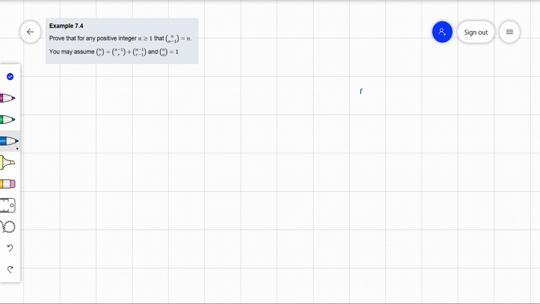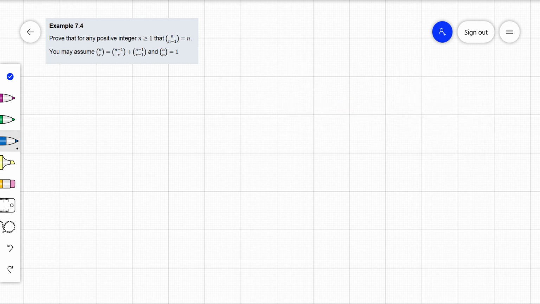So remember that if we take from the n minus 1th row, if we add n minus 1, choose r minus 1, that term, to n minus 1, choose r, we go to the next row, which is the nth, and the bigger one is the r. So that equals n choose r. So we're going to use that here. Don't forget that.